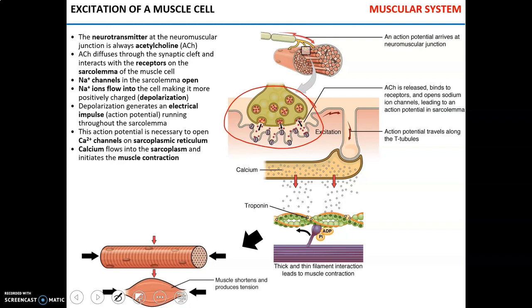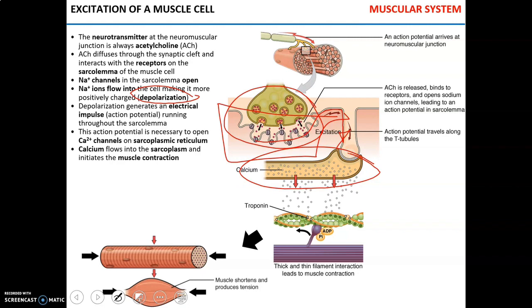So when sodium channels are open, as we mentioned before, that leads to the cell being more positively charged. We call it depolarization. Depolarization means excitation. Depolarization and excitation generate an electrical impulse that will run through the membrane of the muscle cell, leading into the so-called T-tubules. When this excitation impulse that runs through the sarcolemma of a muscle cell finally reaches the T-tubules, it opens calcium channels on the sarcoplasmic reticulum.